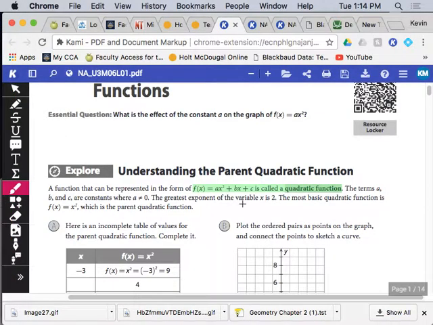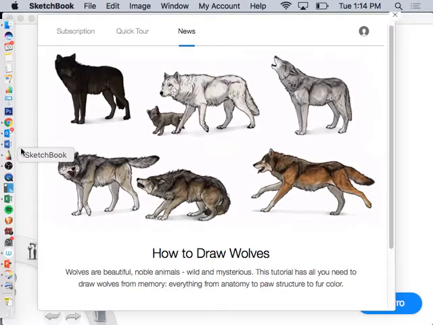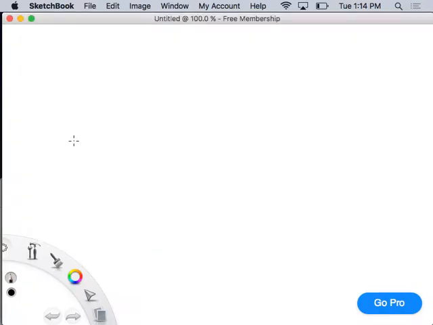A function that can be represented in the form of f of x equals ax squared plus bx plus c is called a quadratic function. Okay, so f of x equals ax squared plus bx plus c is a quadratic function.